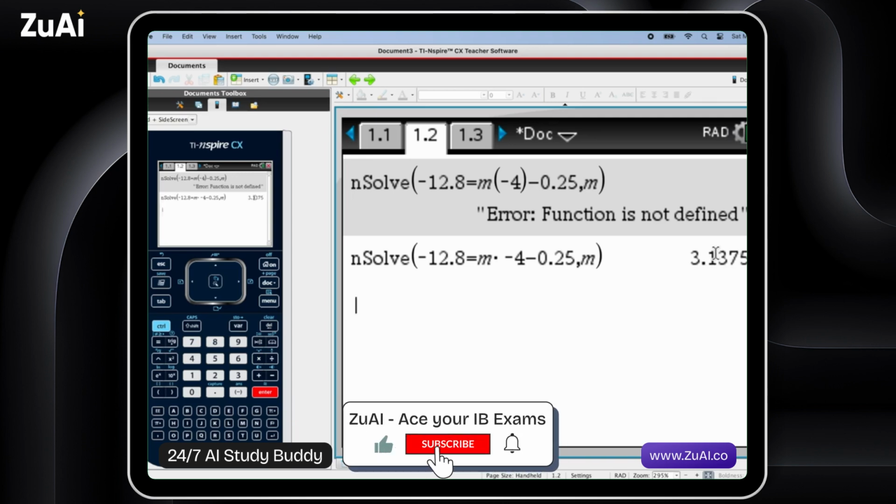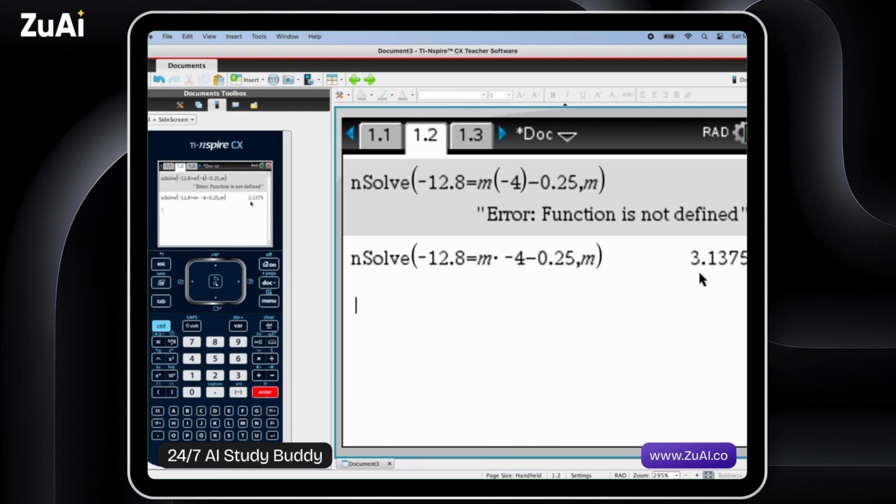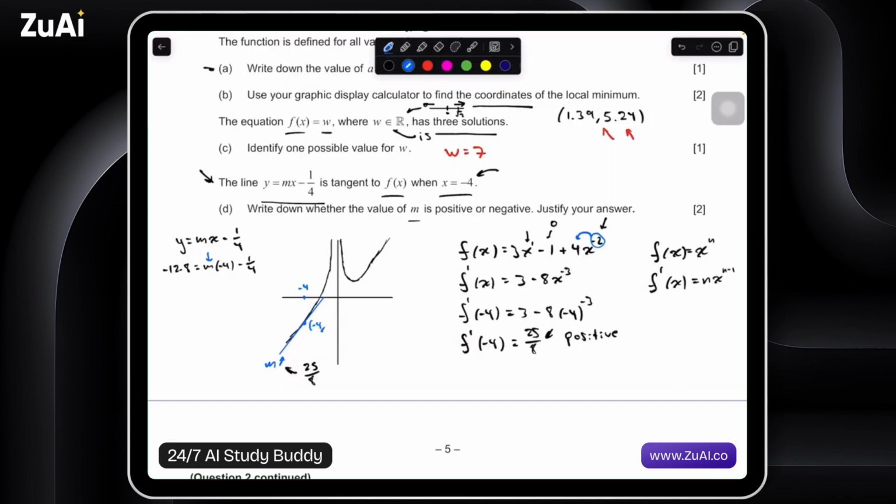So once again, the important thing is just that this value of m is positive. So m we found is positive. Write down whether the value of m is positive or negative. M is positive. So going back to the document here, m is equal to 3.1375, and we know that it is positive.